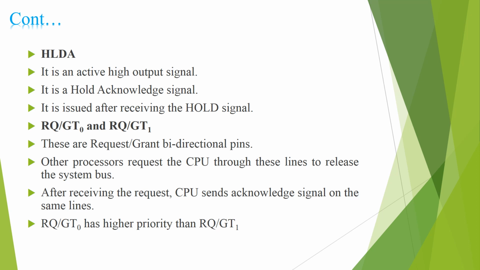After that, RQ/GT0, RQ/GT1. These are the request grant bidirectional pins. When another microprocessor requests the CPU through this pin line to release the system bus, after receiving this request, the CPU sends an acknowledgement signal on the same lines. Here RQ/GT0 has a higher priority than RQ/GT1.